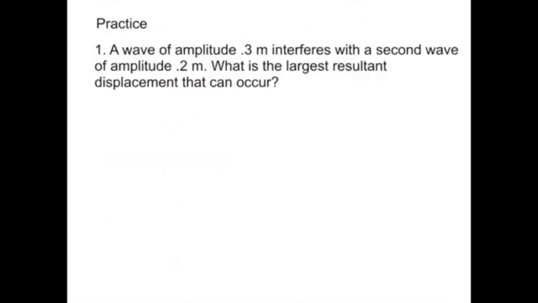Here are some practice problems for section 11.4. Number 1. A wave of amplitude 0.3 meters interferes with a second wave of amplitude 0.2 meters. What is the largest resultant displacement that can occur?